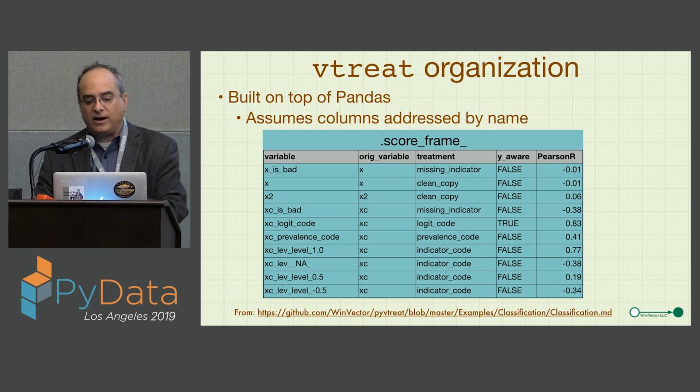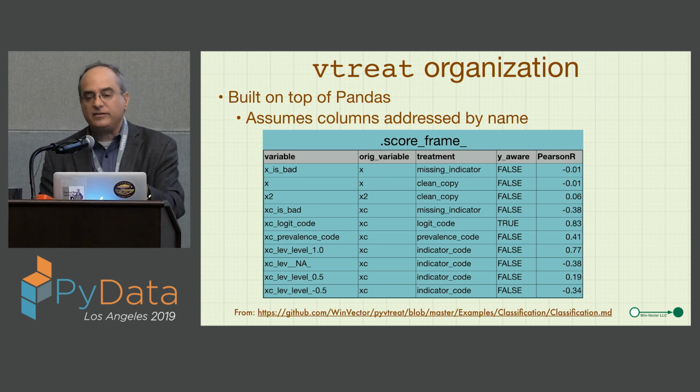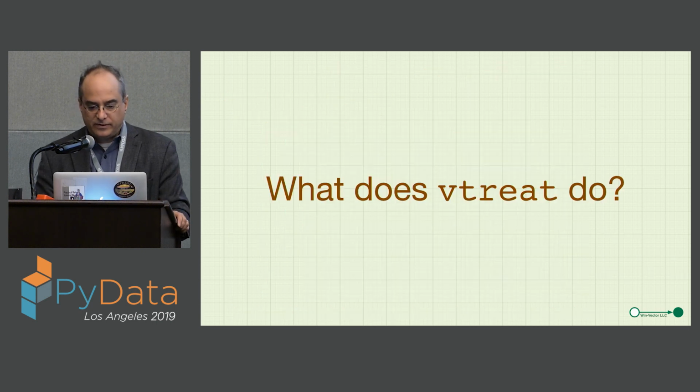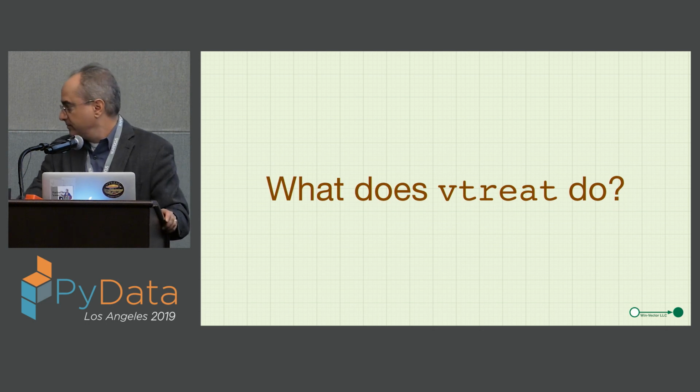Again, the first 3 columns of this score frame, which is a part of the vtreat side effects, is what's really interesting. The original variable says I was a variable named X. I produced 2 variables, one called X, one called X is bad. I'm reading off the first 2 rows. The X is bad is a missing indicator, and the X is a clean copy. The third column says what was the treatment strategy that built these derived variables. And this lets you then attribute new variables to old variables. So with that, I'm going to switch over to what does vtreat do?